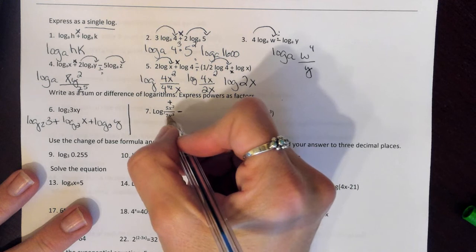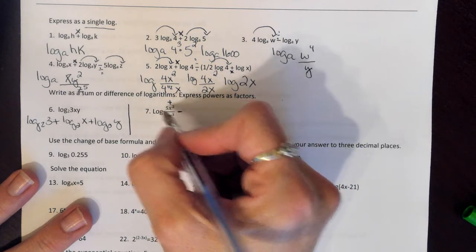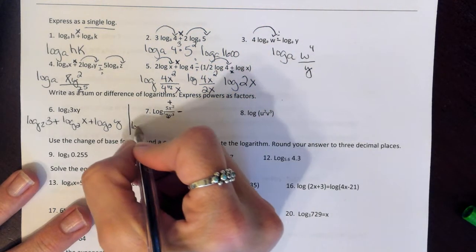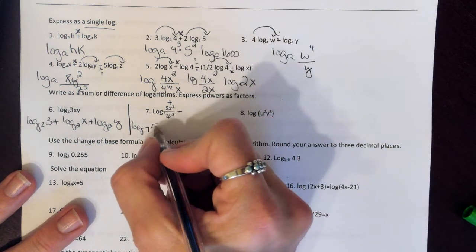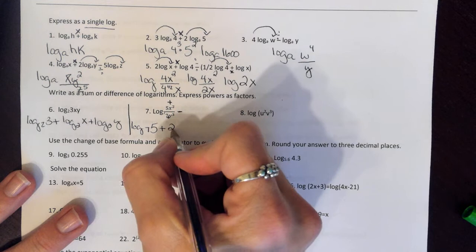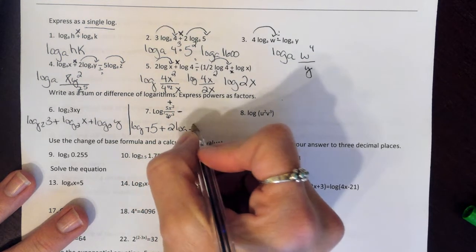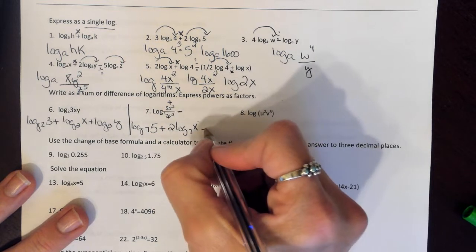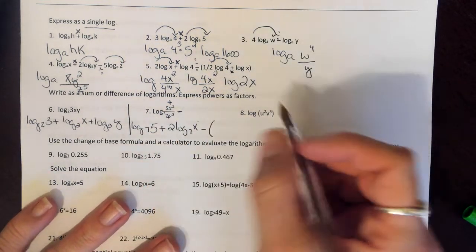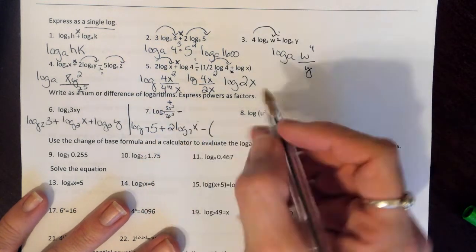I'm multiplying these two, so that's going to be an addition, and those powers are going to have to come out front. So we're going to have log base 7 on the top, we're going to have 5 plus 2 log base 7 of x. Remember that 2 was an x squared. The division means to put a minus. Now I'm going to take care of the bottom. That's a 7 times y to the third.